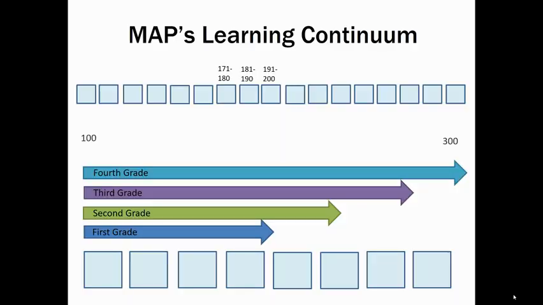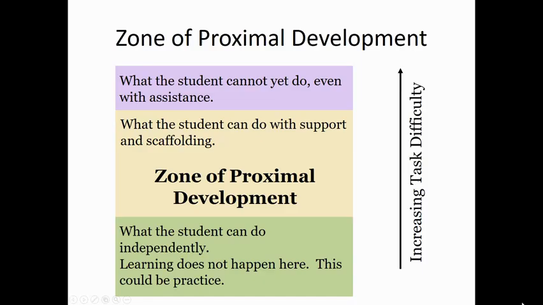Remember that the learning continuum that MAP is based on is not grade level specific. It is grade level independent. So within any one RIT range, there may be content from multiple grade levels. Also, remember back to how MAP is constructed. We need to keep this in mind to use the data in the proper context.